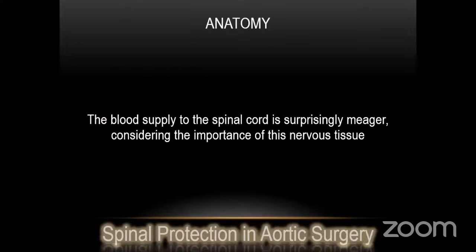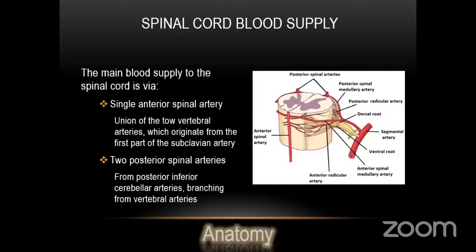The blood supply to the spinal cord is surprisingly meager considering the importance of this nervous tissue. The main blood supply to the spinal cord is via a single anterior spinal artery, which is formed by the union of two vertebral arteries that originate from the first part of the subclavian artery, and two posterior spinal arteries that originate from a posterior inferior cerebral artery, a branch of the vertebral artery.